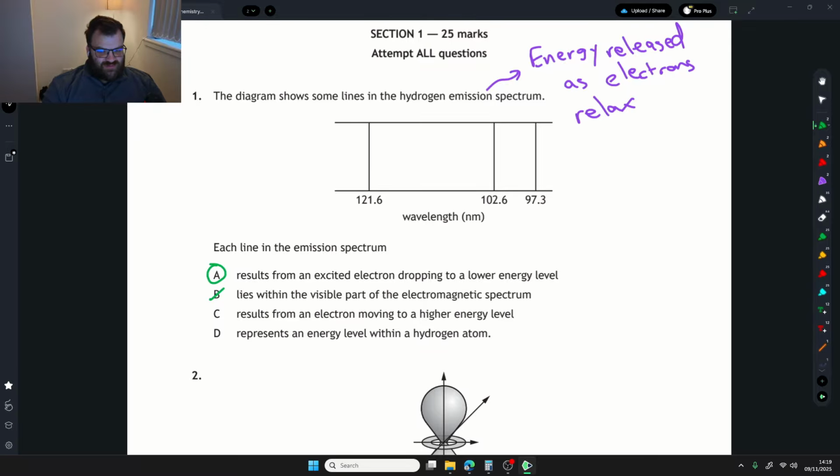If the electron was moving to a higher energy level, it would need to absorb energy, which is not what's happening here. This isn't representing the individual energy levels, it's showing the transitions between different energy levels. A is our correct answer there.